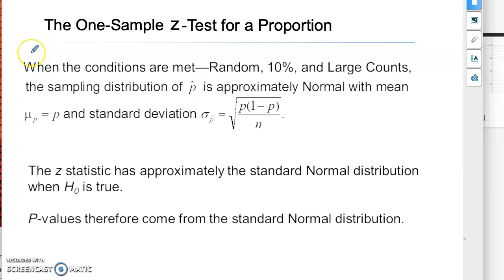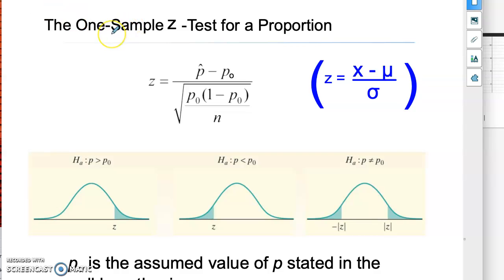Okay, this kind of says the same thing we just went through. So you can take a second and read that. The p-values come from the standard normal distribution. All right, so now when you do these tests, here's the formula for z. This is what we did. It's p hat minus p0 over the standard deviation, which is the square root of p0 times 1 minus p0 over n.